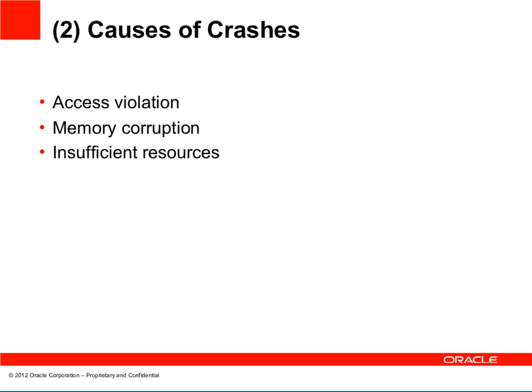Okay, so I stole these points from an internal presentation that we've had for a number of years now, and it's intended only as a very, very high level list of possible causes for crashes, but broadly put into three categories. So you've got memory access violation, memory corruption, or insufficient resources on the machine, and I've got a slide for each.